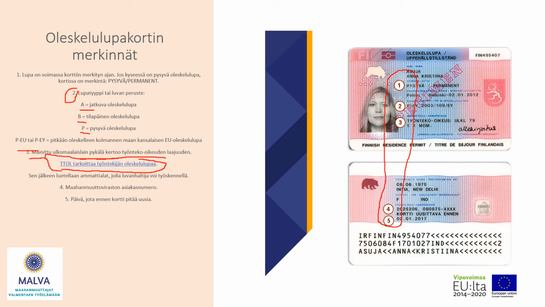After that there is the Finnish Immigration Service customer number, and in the last part, before that, you have to renew this residence permit.